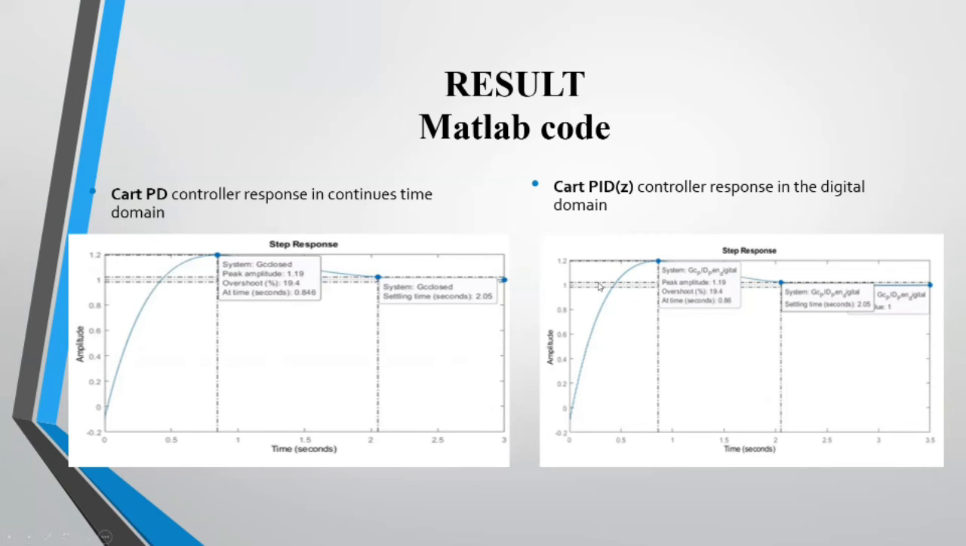After we obtain the result from the continuous time, we transfer our system to the Z domain, and we have a system response the same as in continuous time. As we can see, we have an overshoot of 19.4, a peak amplitude of 1.19, and a settling time of 2.05. So we can see the system was the same in the S domain and the Z domain. So I give the floor to continue to the next slide.